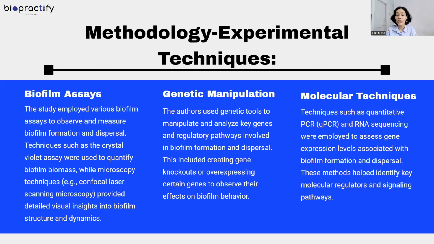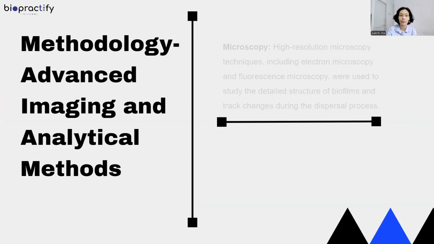Third one was molecular techniques. Techniques such as quantitative PCR, qPCR, and RNA sequencing were employed to assess gene expression levels associated with biofilm formation and dispersal. These methods help identify key molecular regulators and signaling pathways.